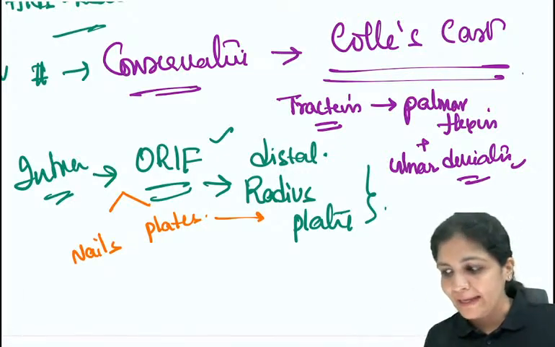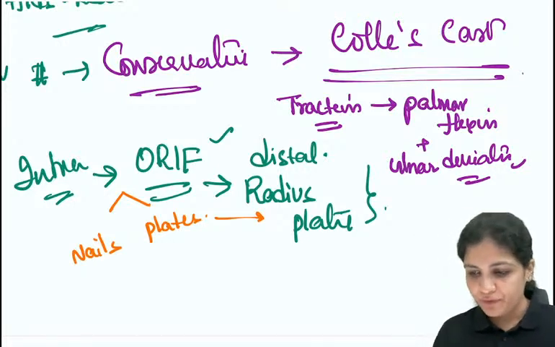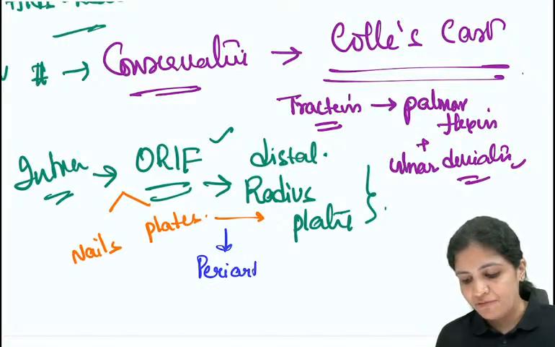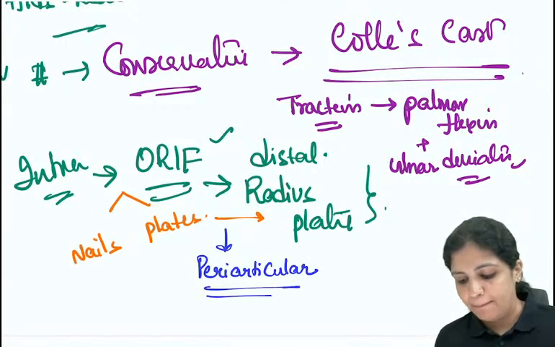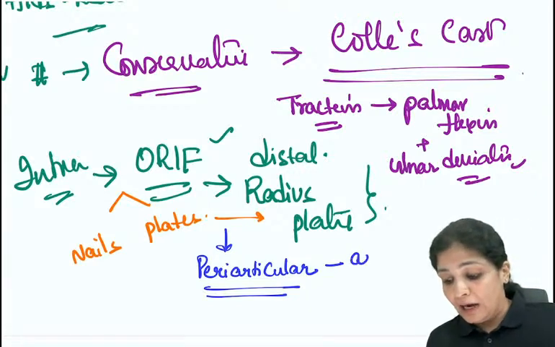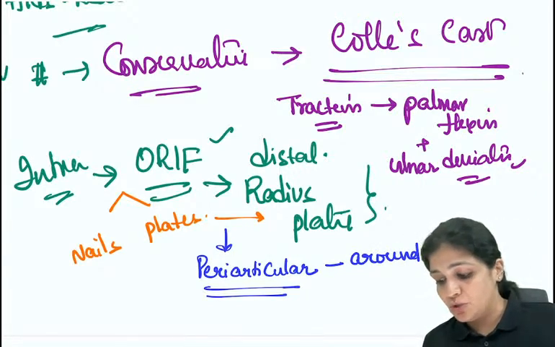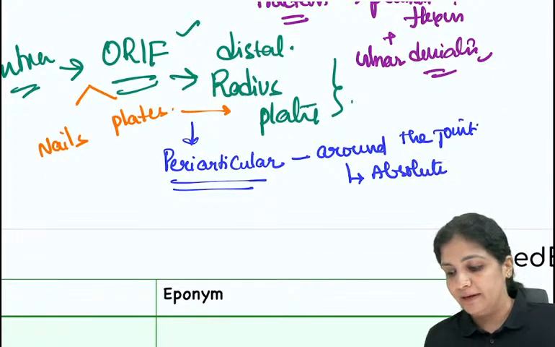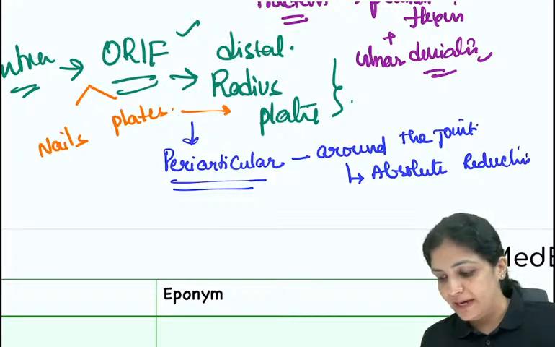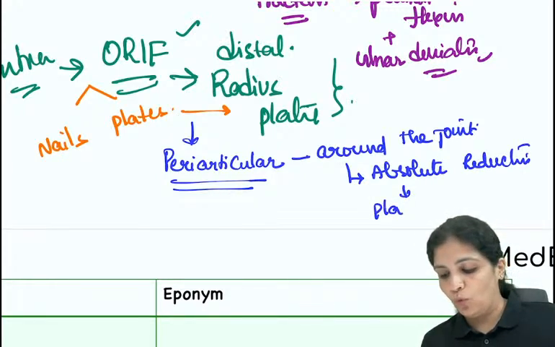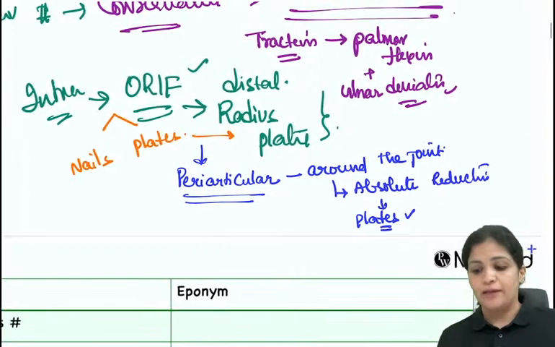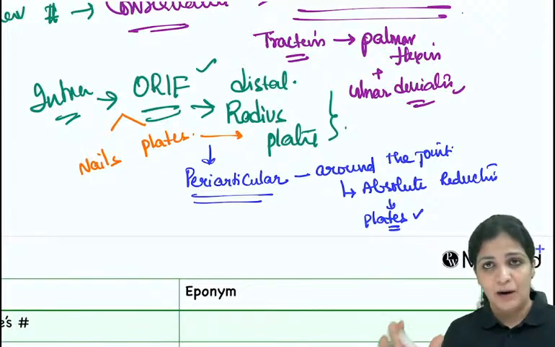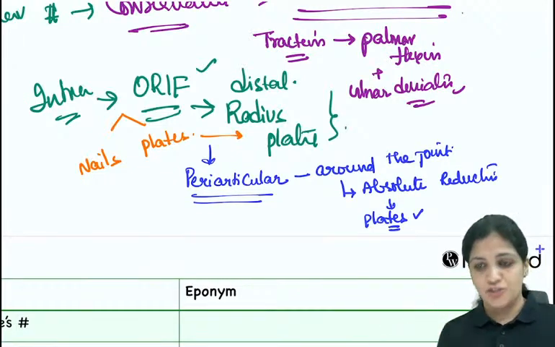Can somebody tell why I'm using a plate here? Why not a nail? Because this fracture is a periarticular fracture. Whenever fractures are periarticular, that means around the joint, then we have to go for absolute reduction. That reduction is achieved only by plates. So whenever somebody is talking about periarticular fractures and absolute reduction, that means they don't want any callus formation, so they will fix that fracture with plates.